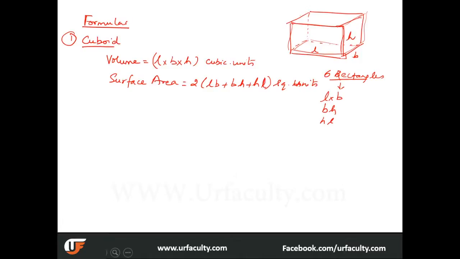This is L. Remember, these are two formulas. Volume is equal to length into breadth into height, and surface area is equal to 2 into (LB plus BH plus HL), where L is equal to length of the cuboid, B is equal to breadth, and H is equal to height.